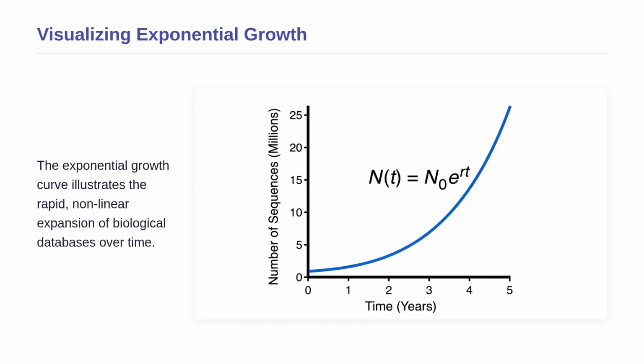Having calculated the future size, let us visualize what this growth actually looks like. Here, you are seeing the exponential database growth curve. The horizontal axis represents time in years, while the vertical axis represents the number of sequences in millions. Notice how the blue curve starts off relatively flat, but then suddenly sweeps upwards in a steep, nonlinear fashion. This curve perfectly illustrates the mathematical reality of our previous calculation.